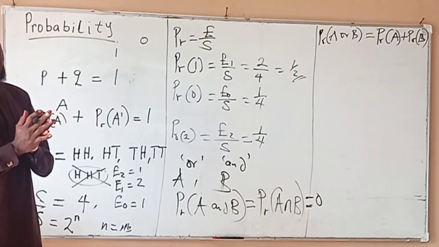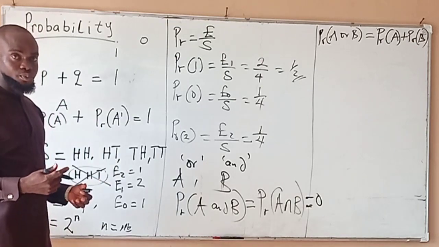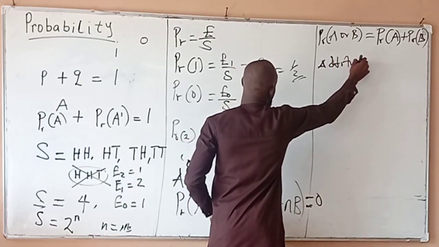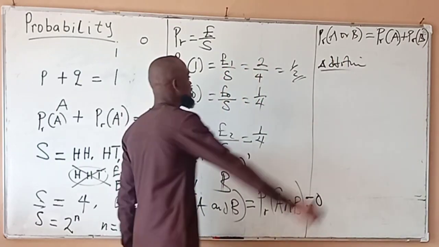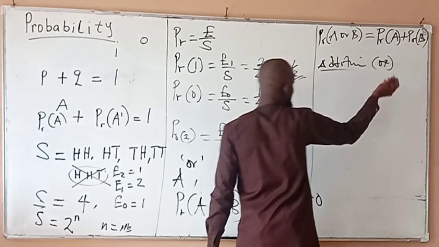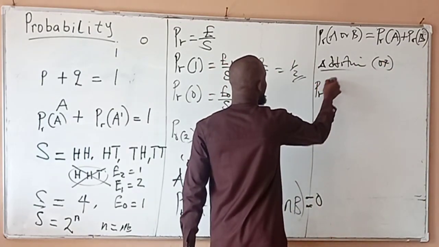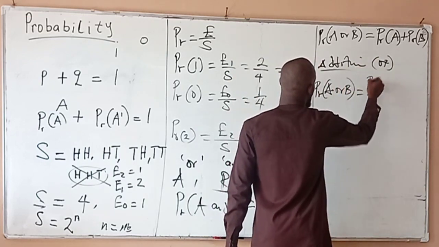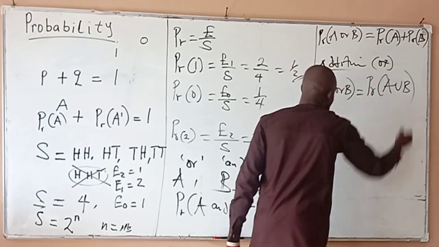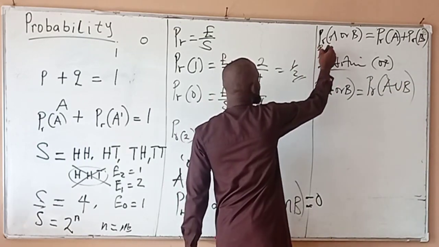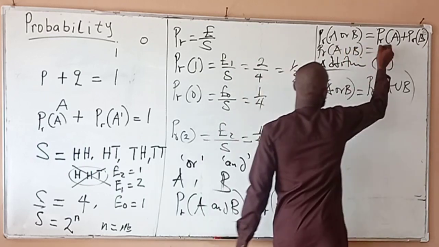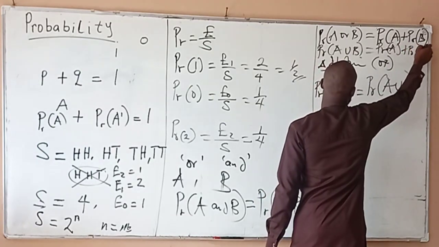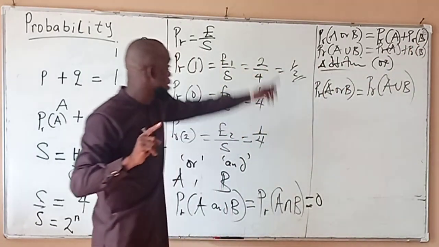So for the general addition rule, first let us do addition. For addition, we use or. For multiplication, we use and. Now, the probability of A or B, we say it as the probability of A union B. This is how to denote it. This is probability of A union B, which is probability of A plus probability of B, for mutually exclusive events only. That's how to quote it.